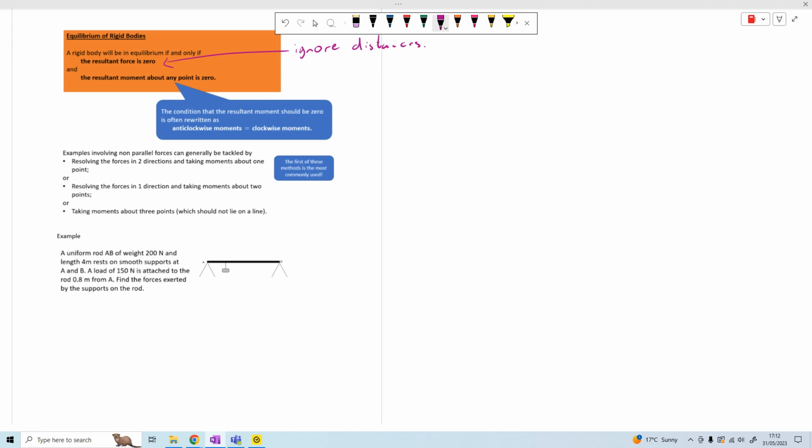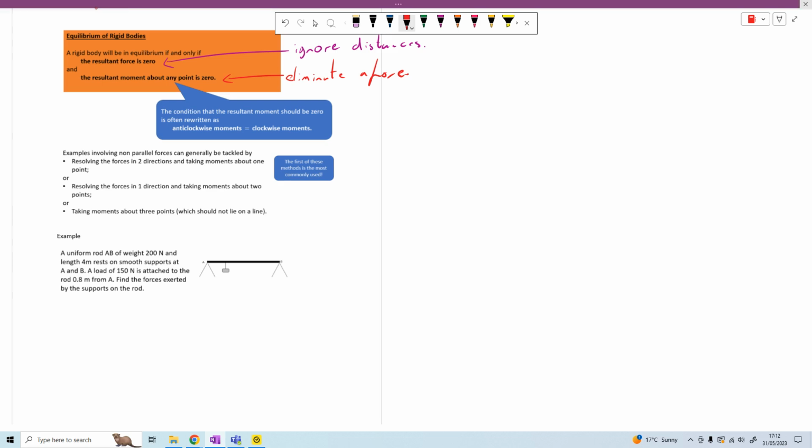Remember, when we do moments, we have to do force times distance. Now if I'm missing a distance, I can do resultant forces instead because it allows me to ignore those. Whereas with moments, if I take moments about a specific point, I can eliminate one of the forces.